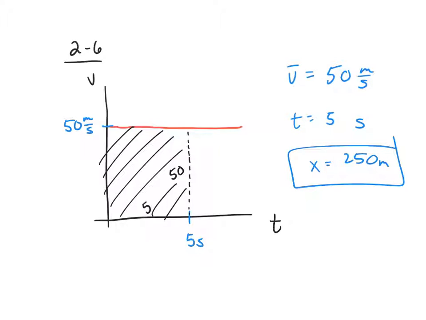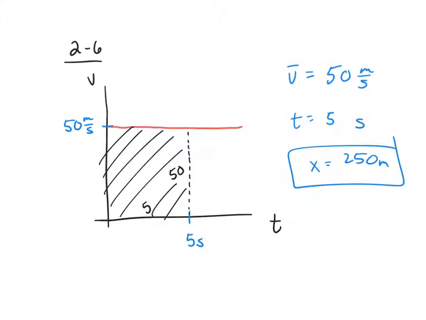So we've got a base length of 5 for the rectangle. We've got a height of 50. Everybody sees that? The base is 5, the height is 50. And it turned out that 5 times 50 gave us 250. So it turns out that the area underneath this velocity curve gives us our, what word can I use for this? Position. Position change, let's use.